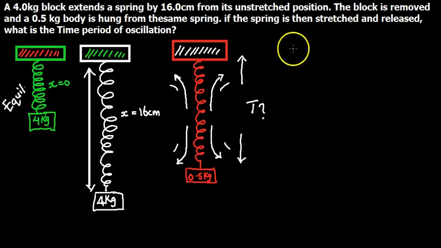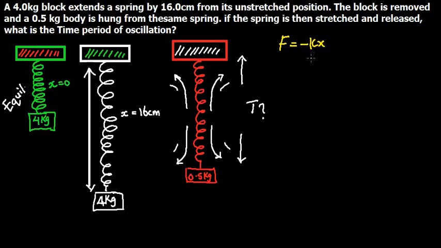According to Hooke's law, F is simply going to be negative kx. In this problem, F is the force exerted by the spring, k is the spring constant, and x is the displacement from the equilibrium position. At equilibrium, x is simply going to be 0. Given that the 4 kg block extends the spring by 16 cm, if we convert that into meters, it is simply going to be 0.16 meter.